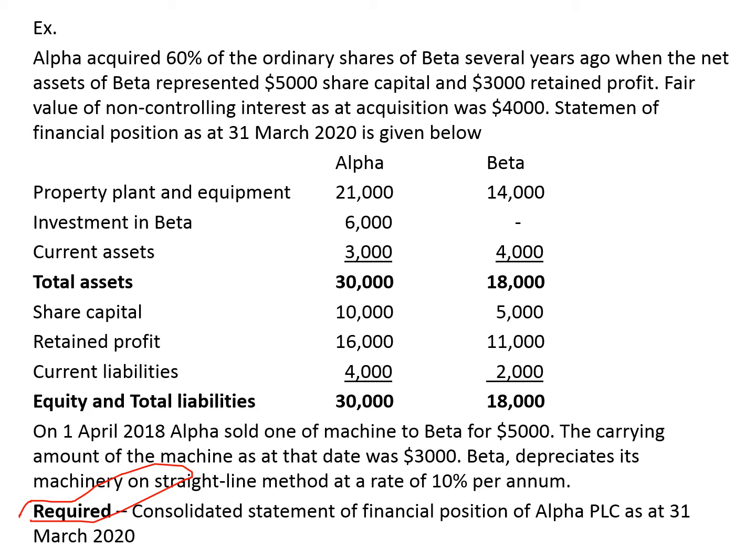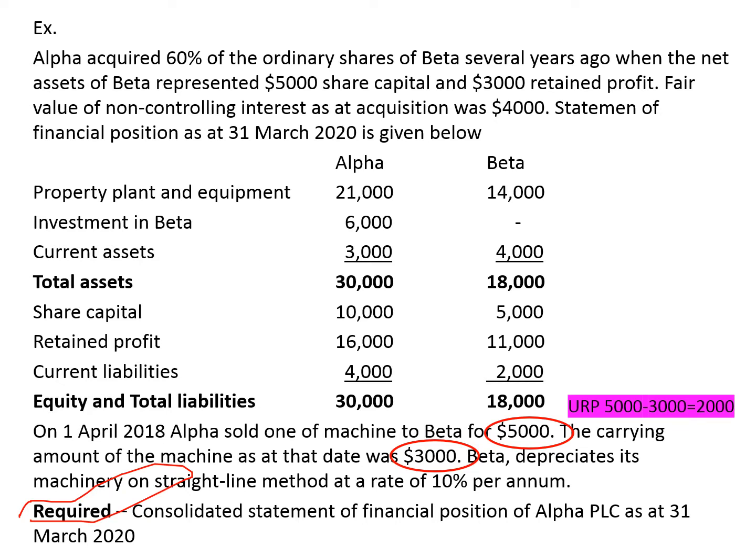On 1st April 2018, Alpha sold one of machine to Beta for $5,000. The carrying amount of the machine as at the date of the disposal is, sorry, $3,000. So Alpha has sold an asset for 5,000 when its carrying amount was 3,000. So you can see sale value of the asset is $5,000 and the carrying amount is 3,000. So this will result unrealized profit of 2,000.